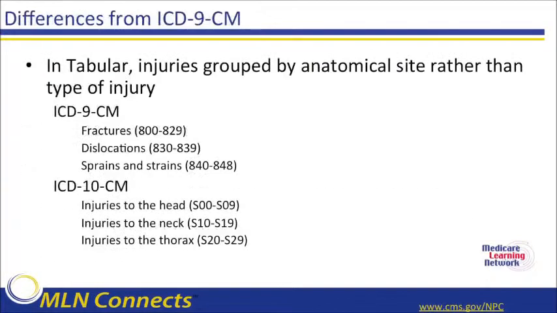As shown on slide 11, injuries are grouped by anatomical site rather than by type of injury in the tabular list. However, you would still look up the term for the type of injury, such as fracture or sprain, in the alphabetic index. We always get a lot of questions about the use of the 7th character in ICD-10. Could you explain how this will work?